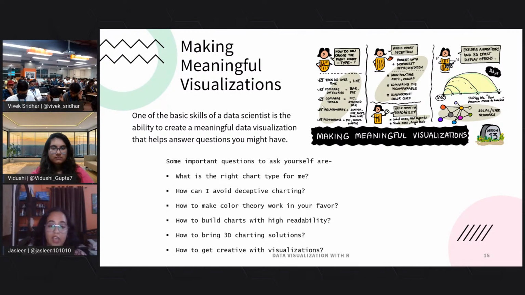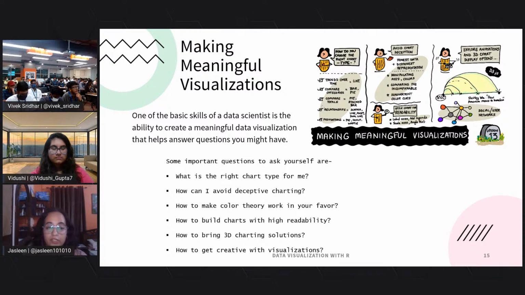Next, we have how to build charts with high readability. My chart should not just make sense to me. It should make sense to anyone trying to read my visualization. This was also covered by Vidushi really well. Adding axes, legends, and proper titles are really important to your graphs, because you're not the only one who's going to be reading them. So having a graph that is intuitive, understandable, readable, and accessible is very important.